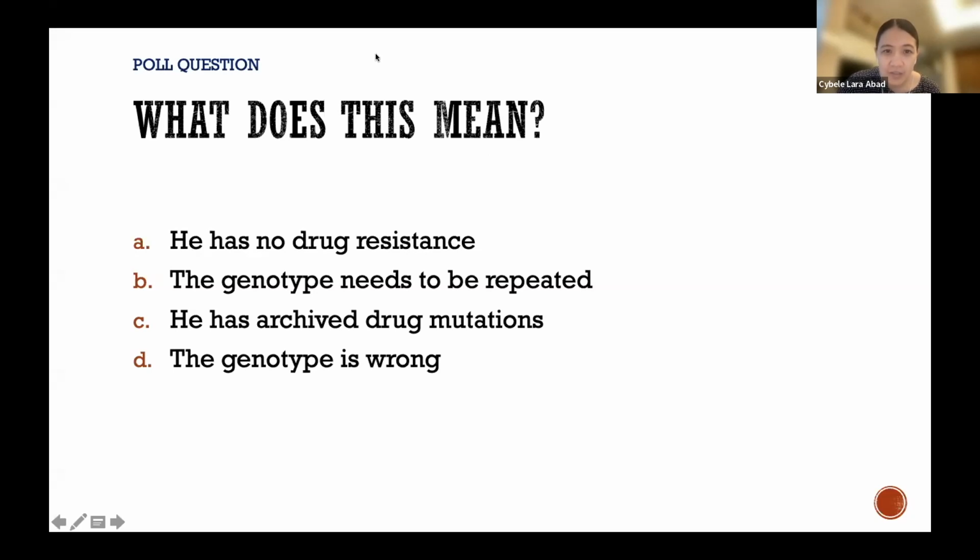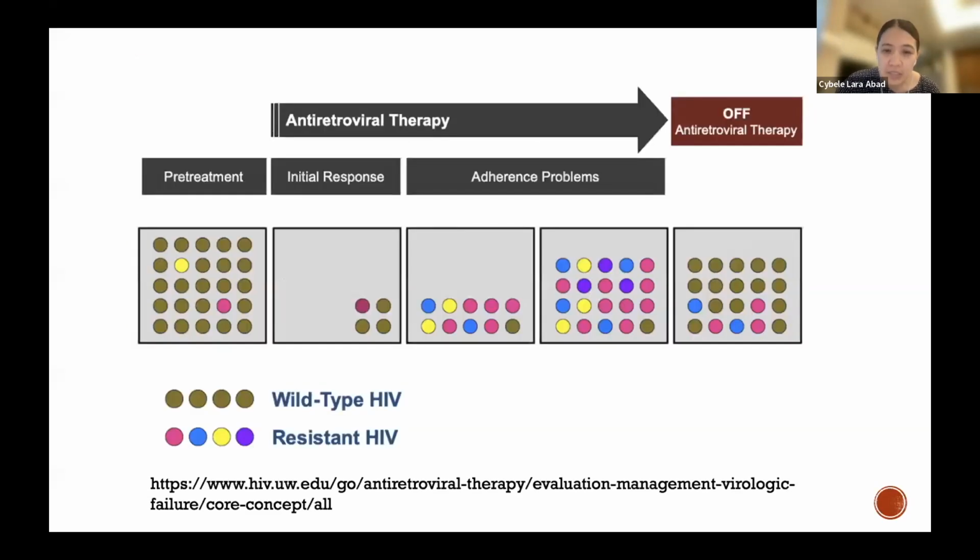For answering. And so the answer is actually, this is a little bit of a difficult question. It means that the patient has archived drug mutations. So the mutations are hiding because he has been off meds for a long, long time. So let's review. So this is what I mean.